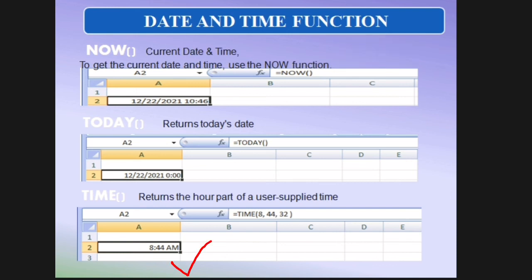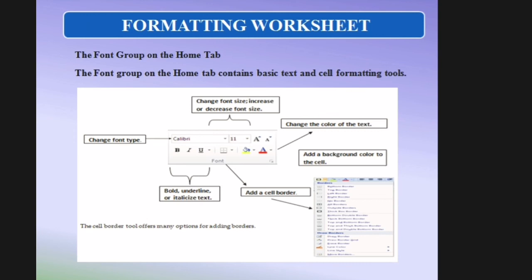After that, if you want to format your worksheet, then just click on the Home tab and then click on the font group. If you want to change the font type, you can change it, click here, Calibri. Then if you want to change the font size, you can change it. If you want to change the font color, you click over here. Otherwise, if you want to change the background color, you can do it through this option. If you want to add some cell border, then you can mention the cell border.